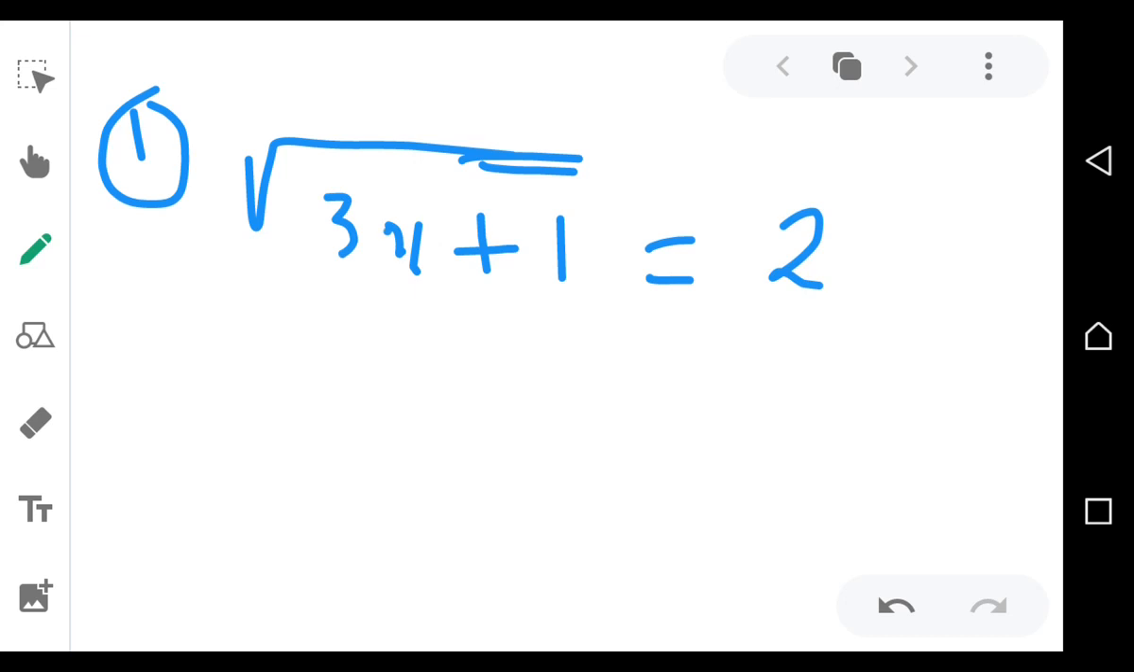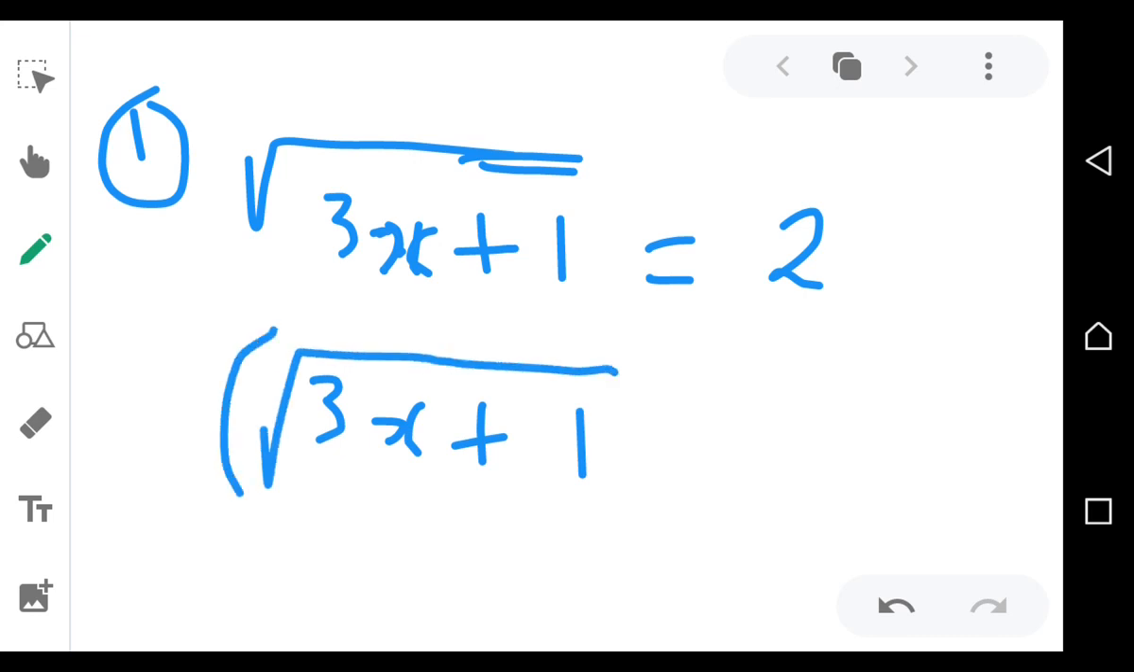Whenever you see things like a square root on top of any algebraic expression, how do you solve such questions? The first thing you do is you remove the square root. That's the first thing you do. But how do you remove it? You square both sides.